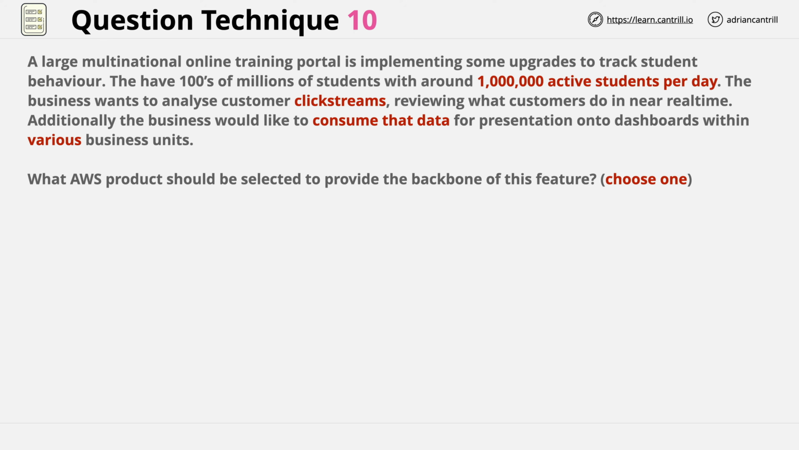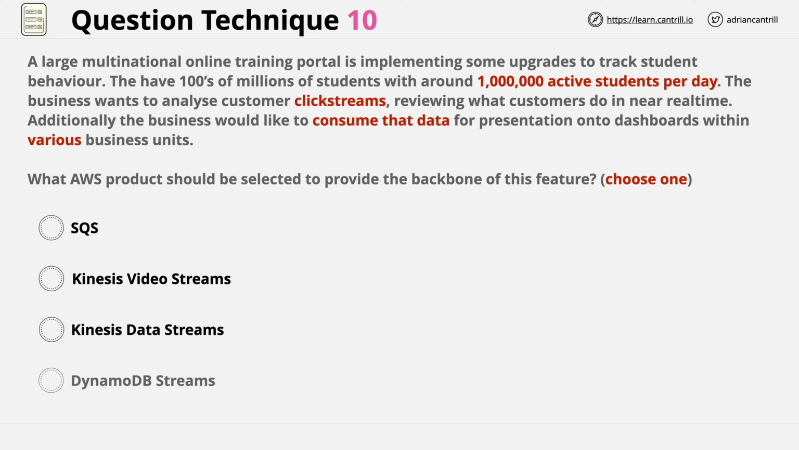Second, the word clickstream, and more on this in a second because this is actually the important point of this question. And then the third and fourth point is that the business would like to consume this data in various, i.e. more than one, business units. So this gives us all of the information that we need to select the correct answer. So what answers do we actually have for this question? Well, we only have 4 answers in this case. We have SQS, Kinesis video streams, Kinesis data streams, and then DynamoDB streams.